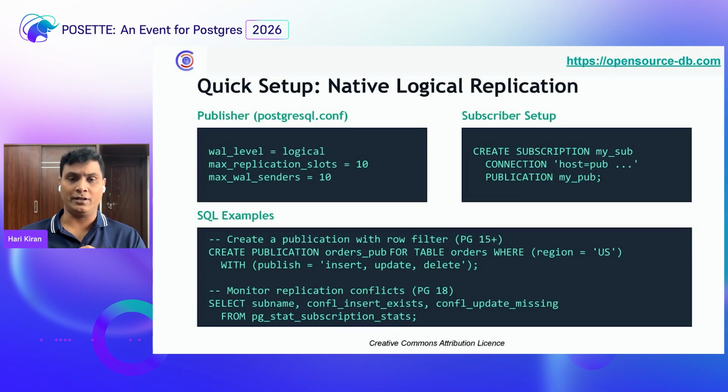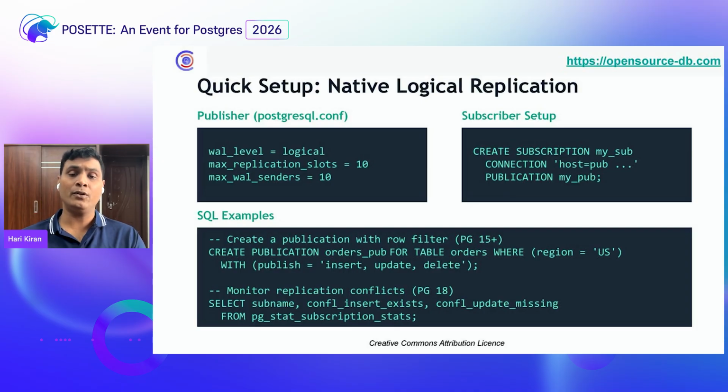replica to logical. On the subscriber side, it's a single SQL statement, CREATE SUBSCRIPTION, pointing at the publisher's connection string and the publication name, right? Postgres handles initial table syncs and then starts streaming changes from your source to the target.